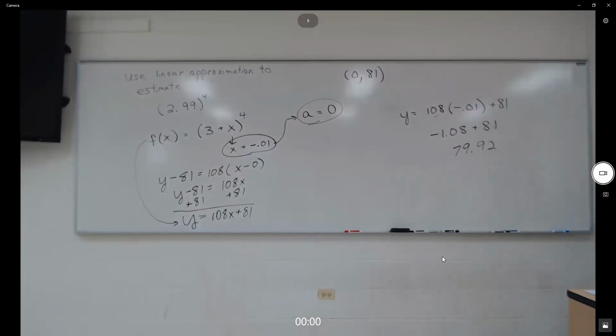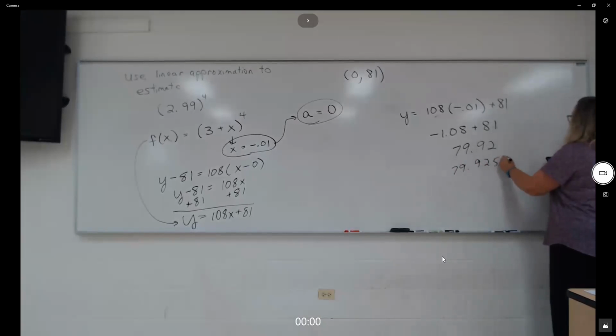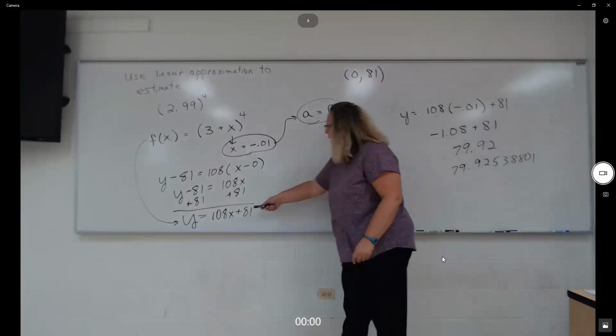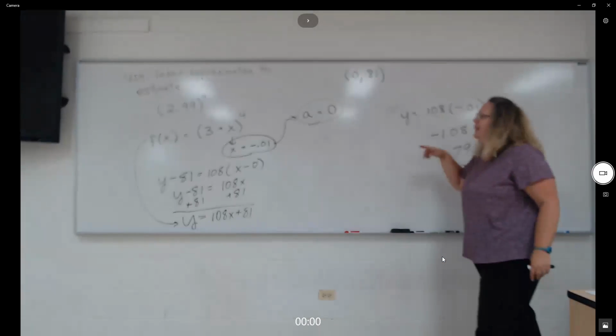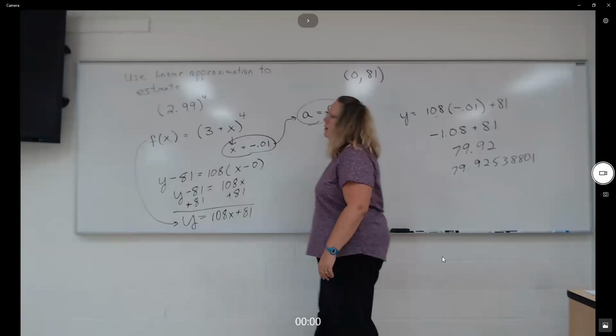Okay, so now let's check it. Let's do what is 2.99 to the fourth. 2.99 to the caret 4 is 79.925388. Now, this is the exact value. This was our approximation from our line. And that's kind of the cool thing. Once you have this line, then you just use that. Notice I didn't do anything to the fourth power, right? I literally used that line instead of this equation, which would have given us that 2.99 to the fourth.